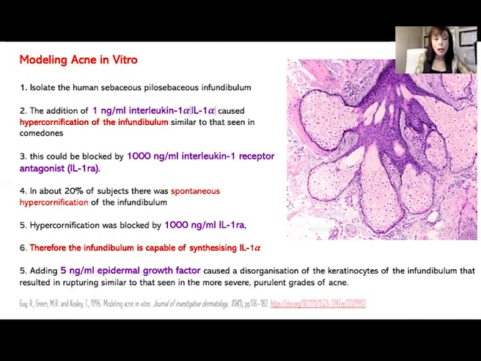Now, adding 5 ng per ml epidermal growth factor caused a disorganization of the keratinocytes of the infundibulum and resulted in rupturing, similar to that seen in more severe papillary grades of acne.